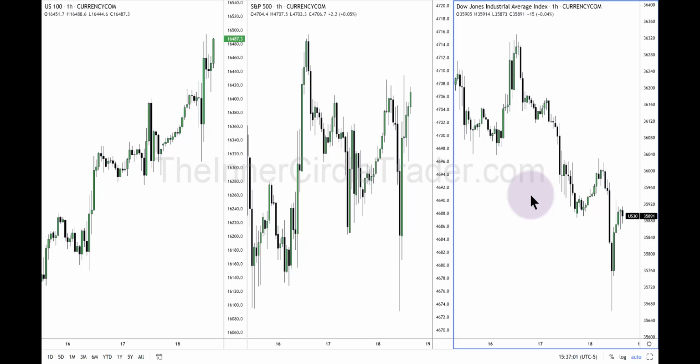SMT can't be forced. Okay? The divergence at key highs and lows, you have to have the expectation of this forming. Otherwise, the fact that it's doing it means nothing. And I'll say that again.